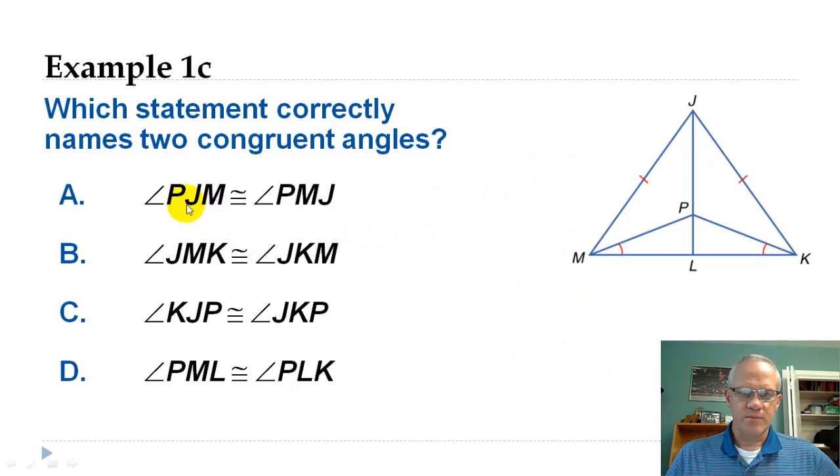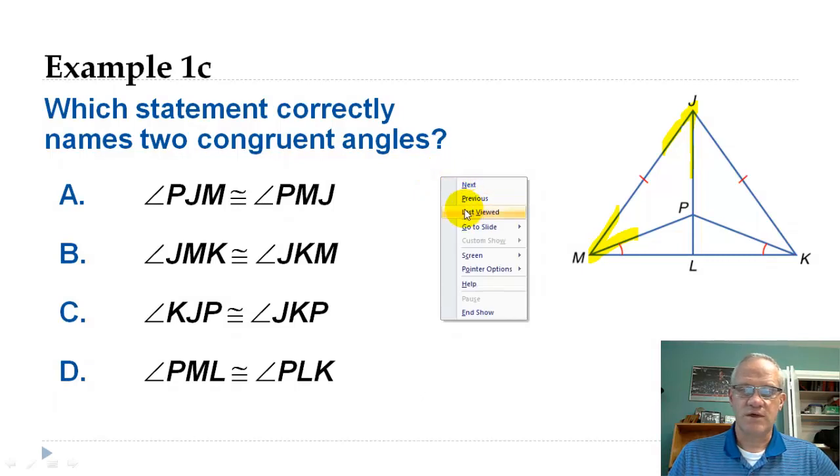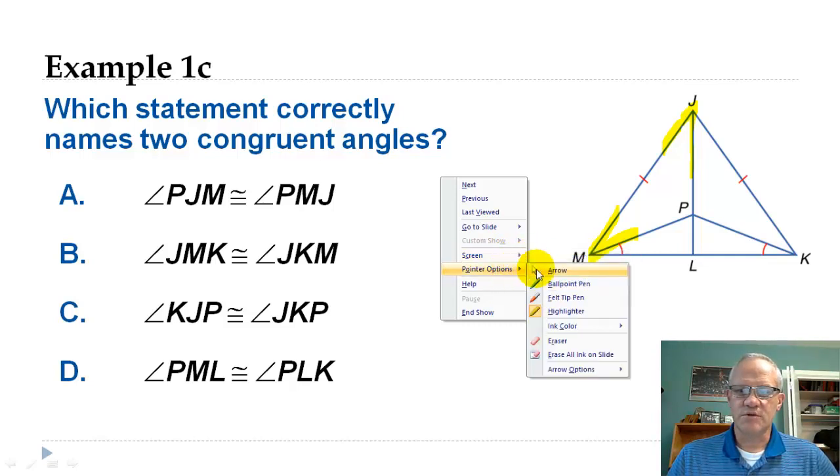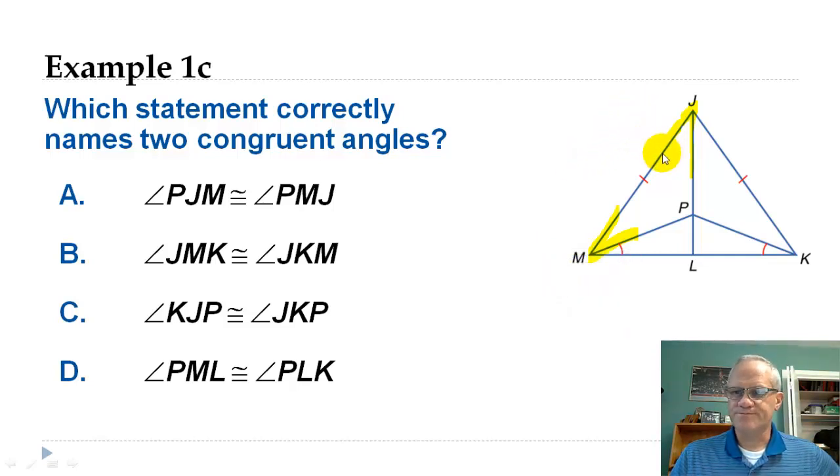PJM and PMJ. So PJM is this angle right here, this angle up here, and it says it is congruent to PMJ, which is this angle. Are those congruent? Do we know for sure? Okay, Emma, what do you think? Good. No, we don't know for sure. That's the whole thing, we do not know for sure.